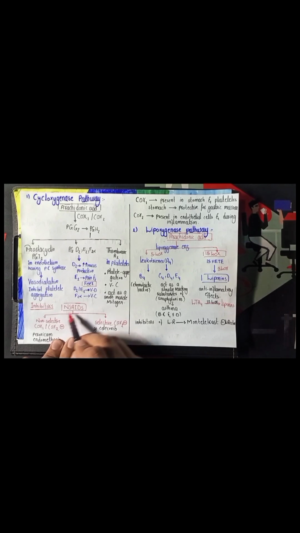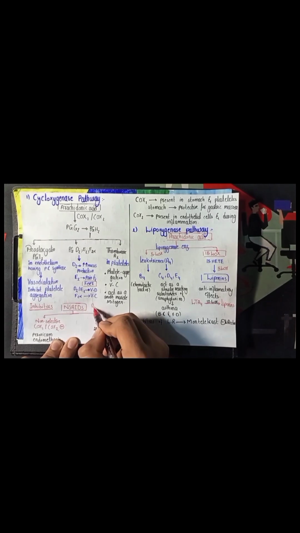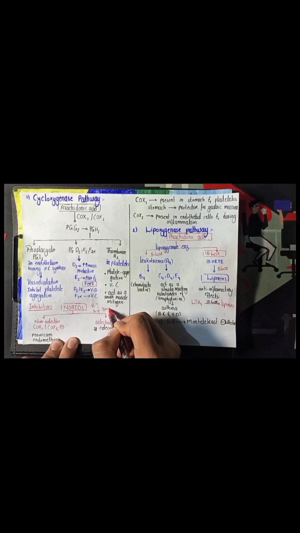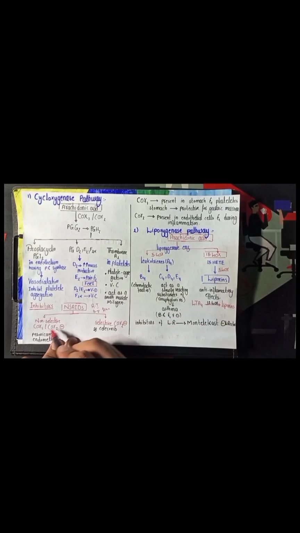Now let's talk about the inhibitors of the cyclooxygenase pathway. The NSAIDs are drugs which inhibit the cyclooxygenase pathway, and these NSAIDs have anti-inflammatory, antipyretic, and analgesic effects. These NSAIDs may be non-selective COX inhibitors, which block both the cyclooxygenase 1 and cyclooxygenase 2 enzymes. The drugs include piroxicam, aspirin, and indomethacin.